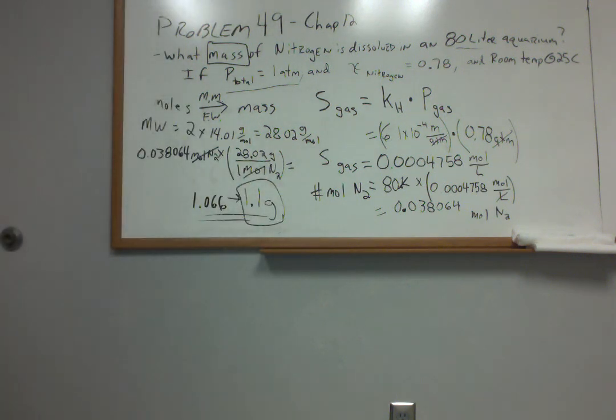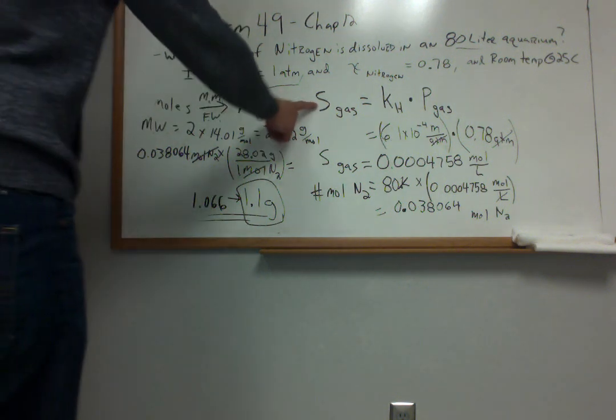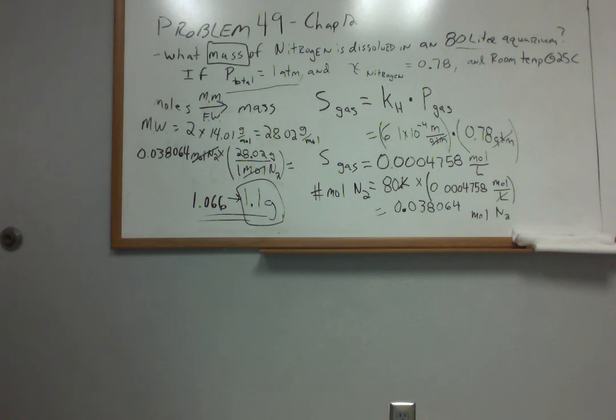So this has been an interesting problem. Turns out that if you have an 80-liter aquarium, a little over 1 gram of gaseous nitrogen is dissolved in the water that's present in that aquarium. So this is an indication that Henry's law allows us to predict the solubility of gases. And of course, that's one of the key learning objectives of Chapter 12. And that's why I've chosen this problem. It's also a little bit interesting just to think about it.